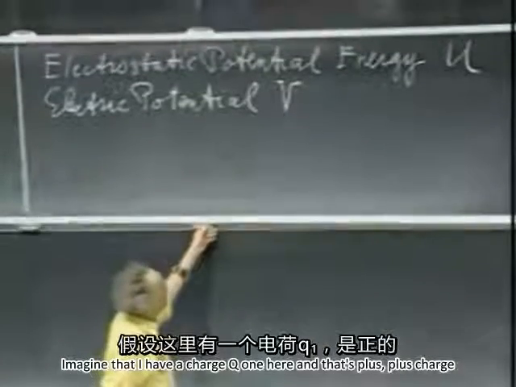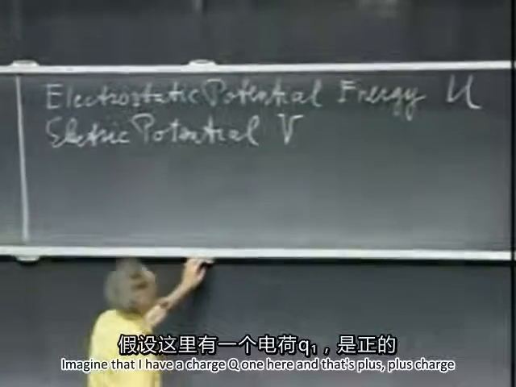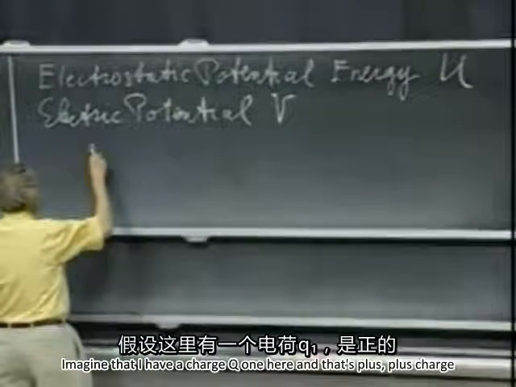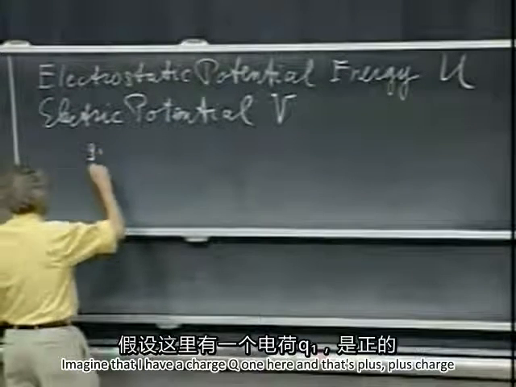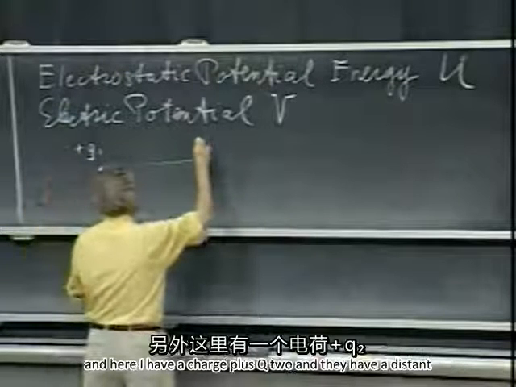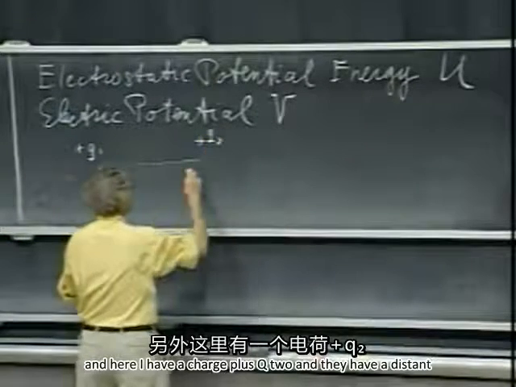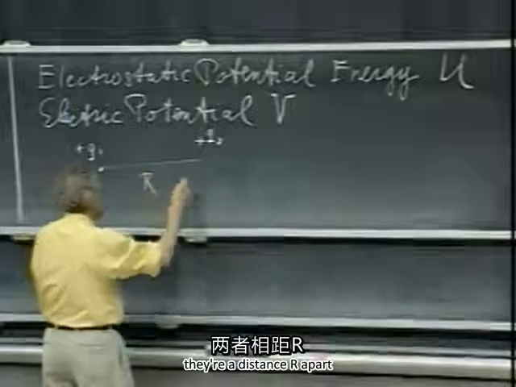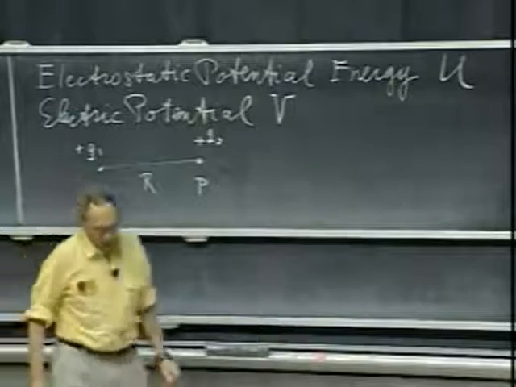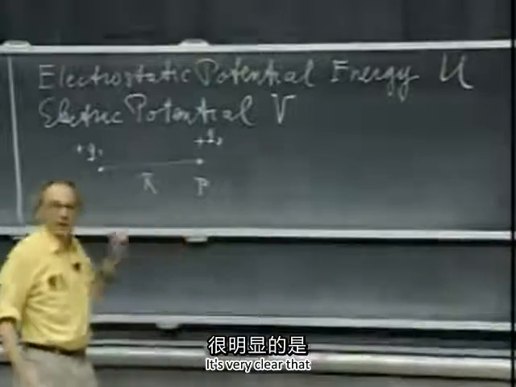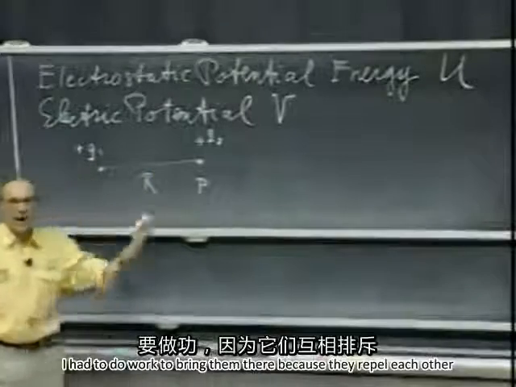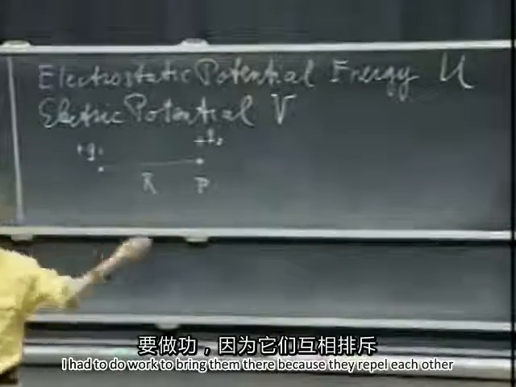Imagine that I have a charge Q1 here, and that's plus charge, and here I have a charge plus Q2, and they have their distance r apart, and that is point P. It's very clear that in order to bring these charges at this distance from each other, I had to do work to bring them there, because they repel each other.